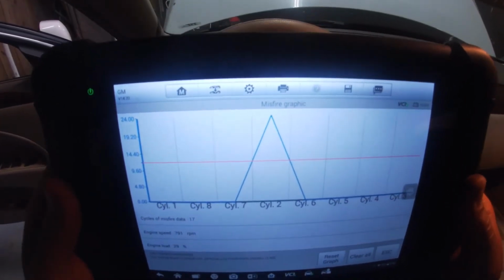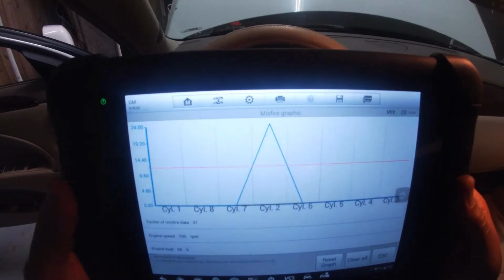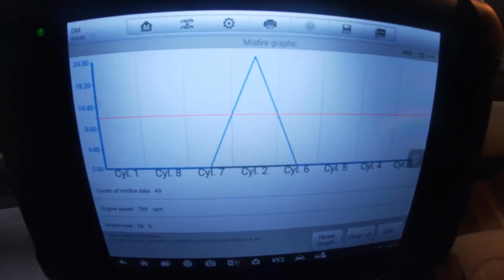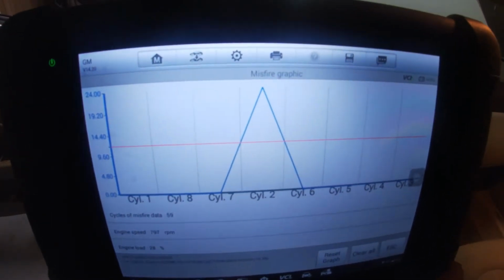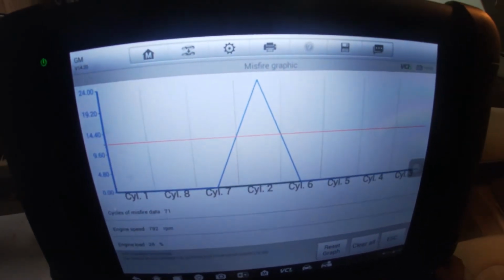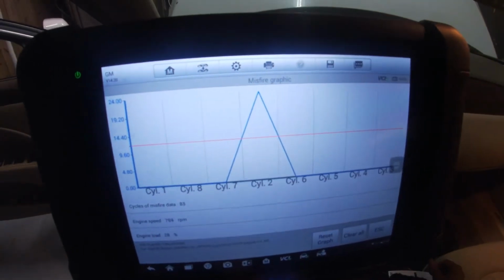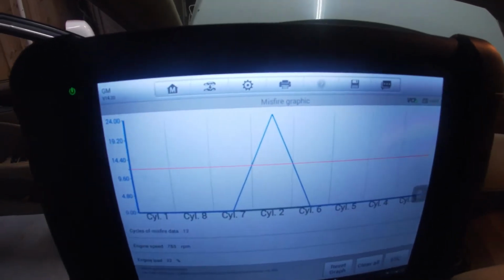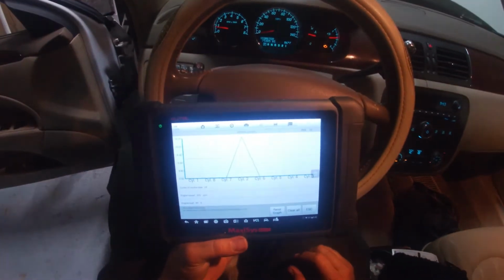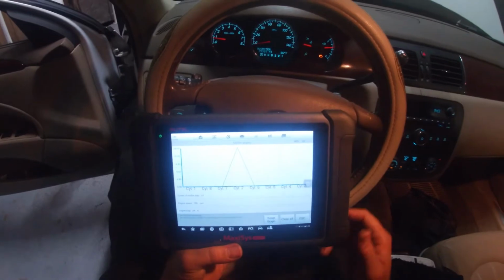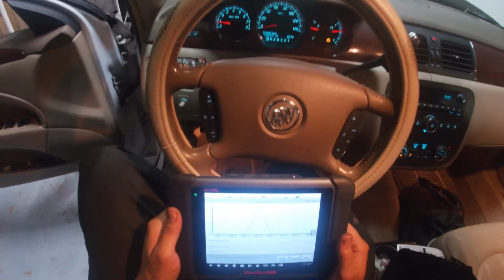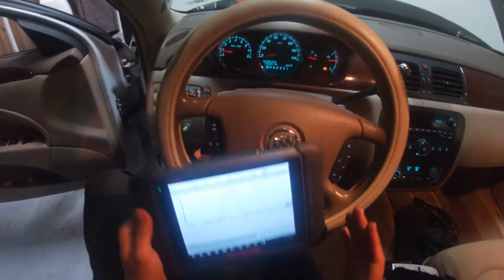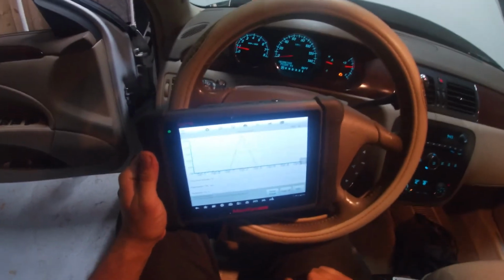I can now call the customer and tell him what's wrong with his vehicle. I am very satisfied with this diagnostic, and that's how you do it. Quick and easy way to determine if you have a spark plug or a coil issue.